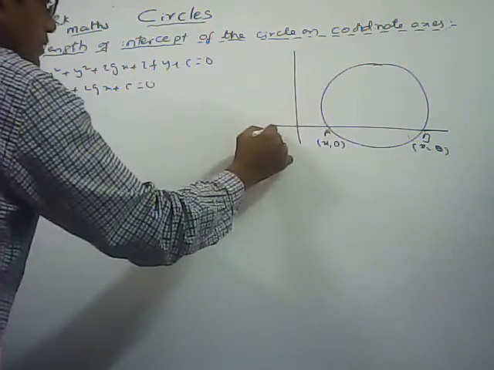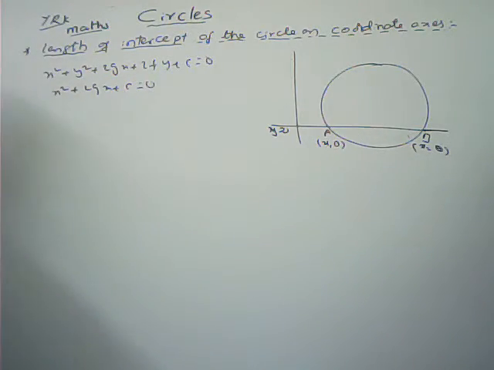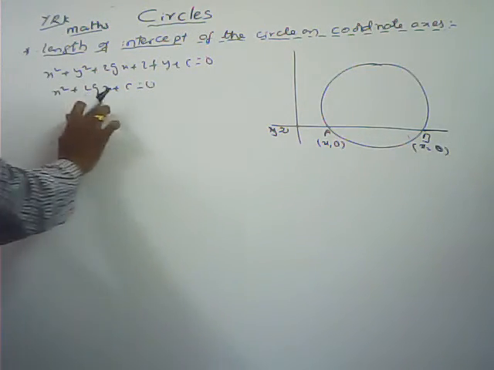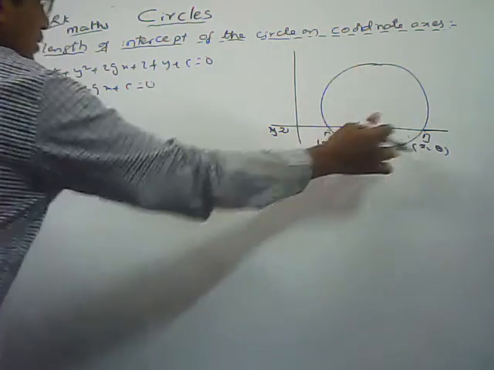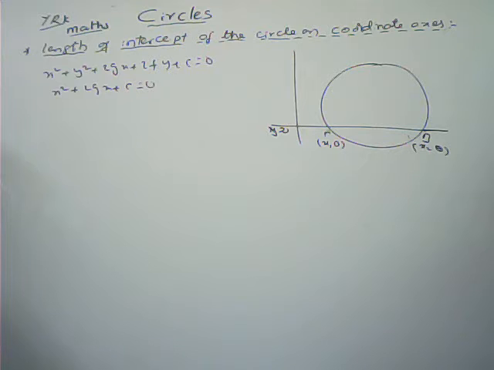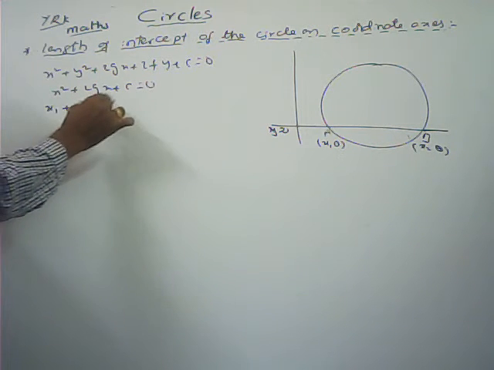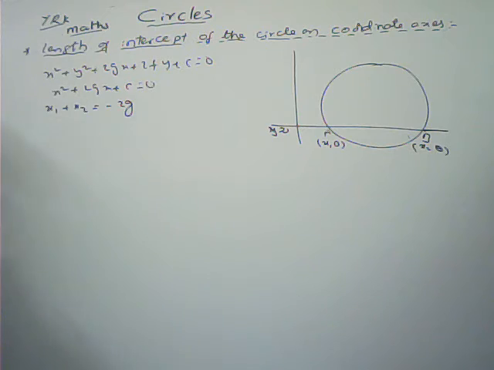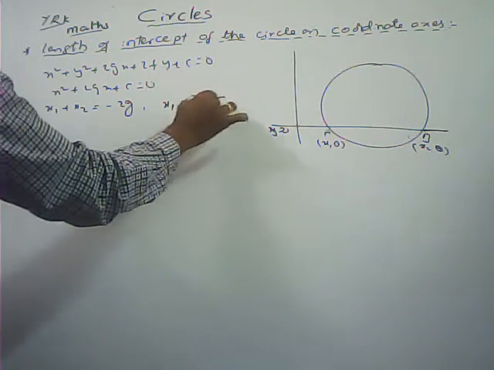Here we are solving the two equations: y equals to 0 and the circle equation. By solving the two, we are getting x square plus 2gx plus c equals 0. So what are the roots of that equation? x1 comma x2. Here we can get the sum of the roots, that is equal to minus x coefficient by x square coefficient, and the product of the roots, that is equal to c by 1.